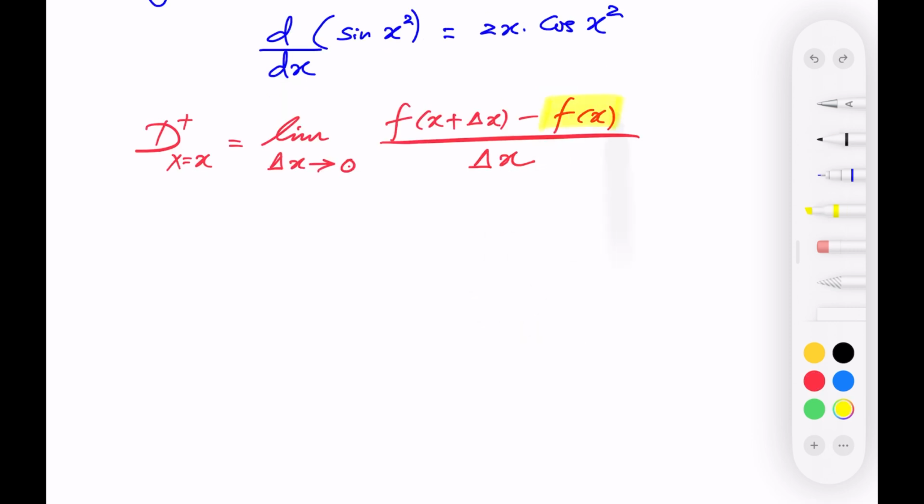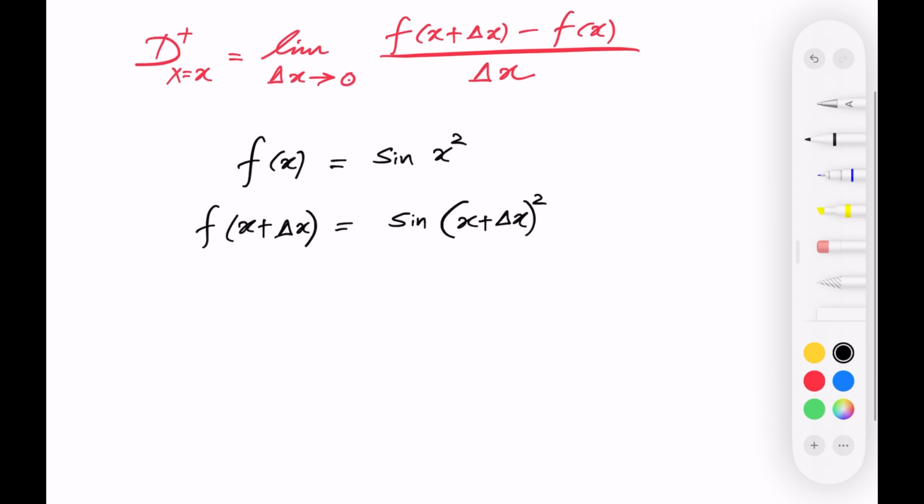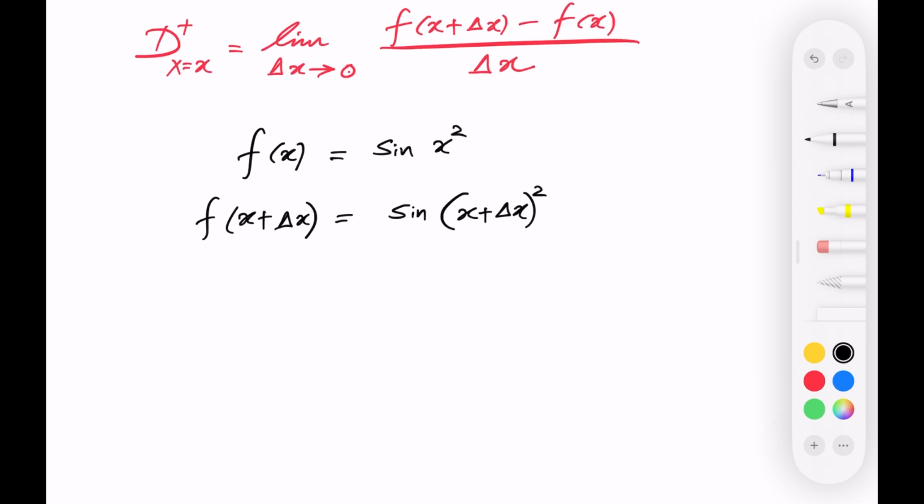Now we need an f of x. Always for the problems using the first principles, the function f of x is the given function to be differentiated. Therefore, in this example, it should be sine x squared. After that, we can easily write down f of x plus delta x. F of x plus delta x should be equal to sine of x plus delta x, everything squared. Now we can simply substitute those two things into the right-hand differentiability equation.